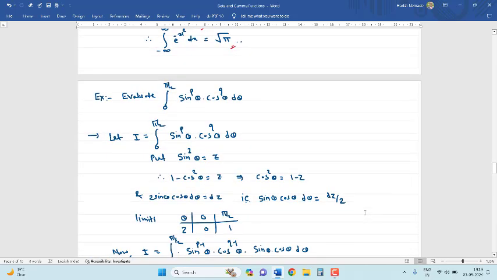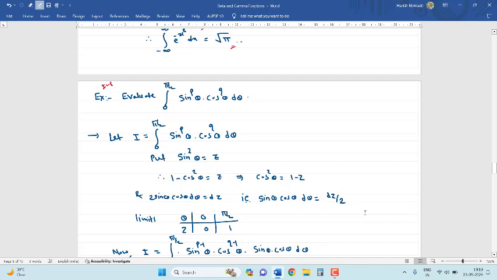Then we have the next result, which is an important one: evaluate the integral from 0 to pi by 2 of sin raised to p theta into cos raised to q theta d theta. So let I be the given integral, from 0 to pi by 2 of sin raised to p theta into cos raised to q theta d theta.